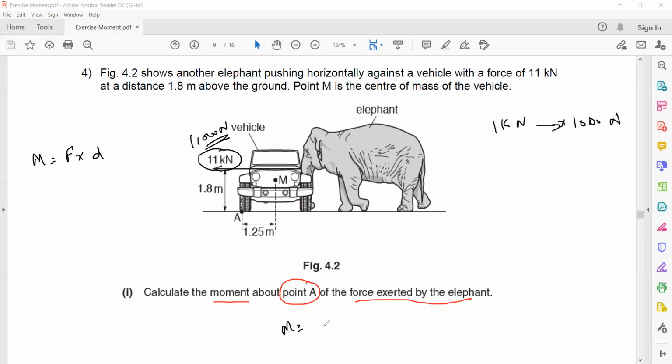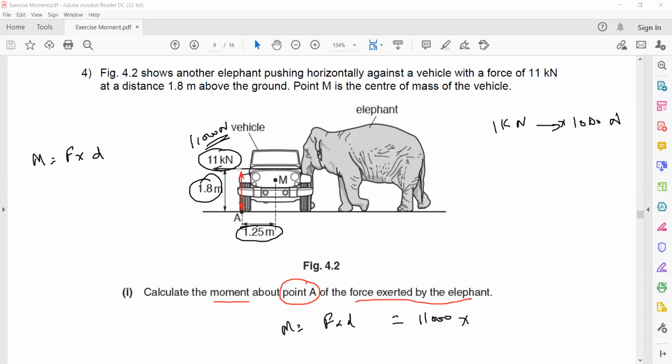So moment is a product of force into distance. The force which is applied by the elephant, that is 11,000 Newton, multiplied by distance. What distance do we take? Here in the question, two distances are given. One is 1.25, another one is 1.8. So we always take a perpendicular distance, the distance which is perpendicular to the force.